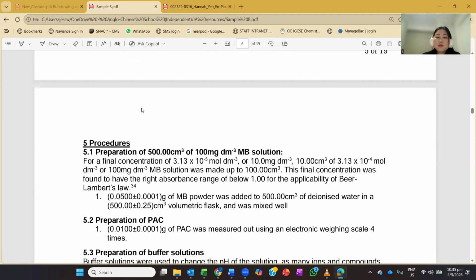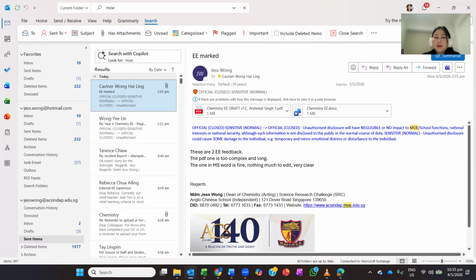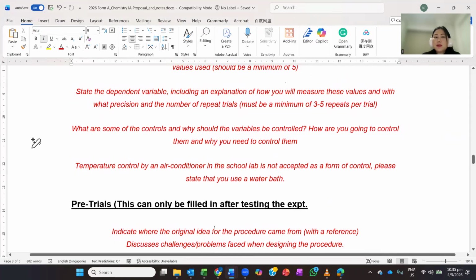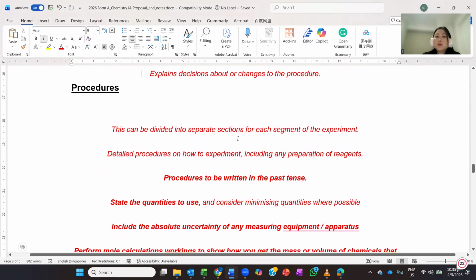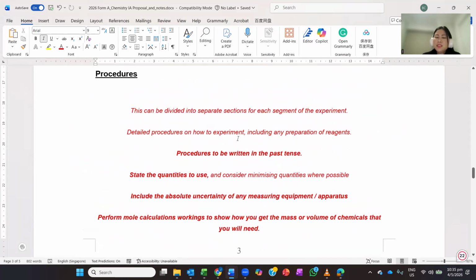Okay, so now back to that form. I've already brought you to here. So pre-trials, this section cannot be filled in until you have tested your experiment. Then after you test your experiment, maybe you learn something and then you tweak your procedure or you make some adjustments. So you put that under pre-trial. Okay, so procedures. Procedures is very, very long. You can subdivide into separate sections for different segments of your experiment. You have to write very detailed steps on what to do, including preparation of reagent. Procedures ideally to be written in past tense.